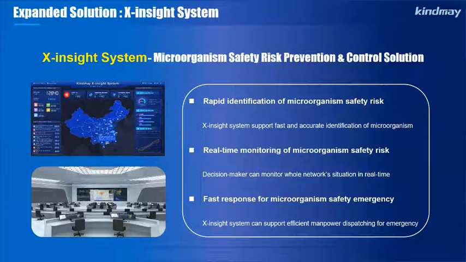The second point, real-time monitoring of microorganism safety risk, so the decision maker can monitor the whole situation and know what happened in real time across the whole network. And the third point, fast response for emergency. In case of emergency, through the Kindmay X-Insight system, the decision maker can command and dispatch manpower efficiently to realize fast response to handle the emergency. So this is the overview of the X-Insight system.